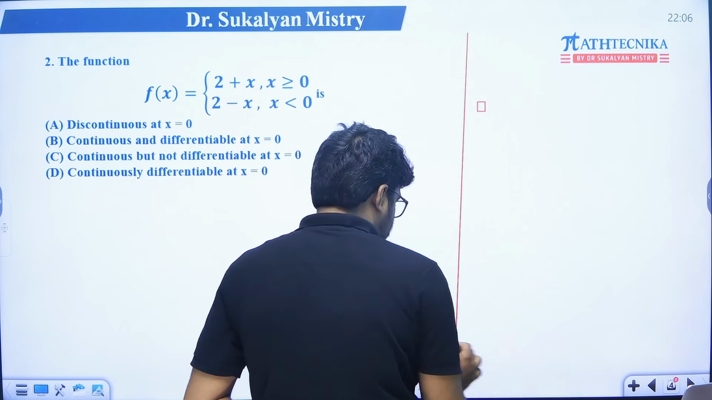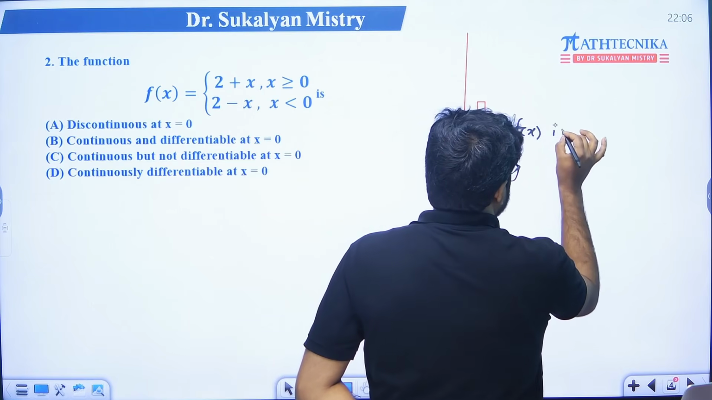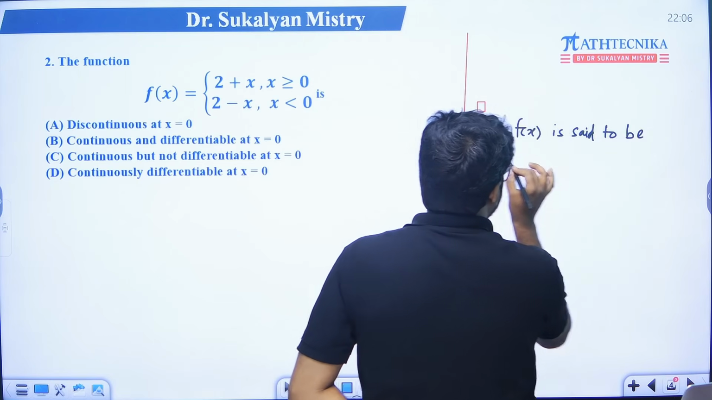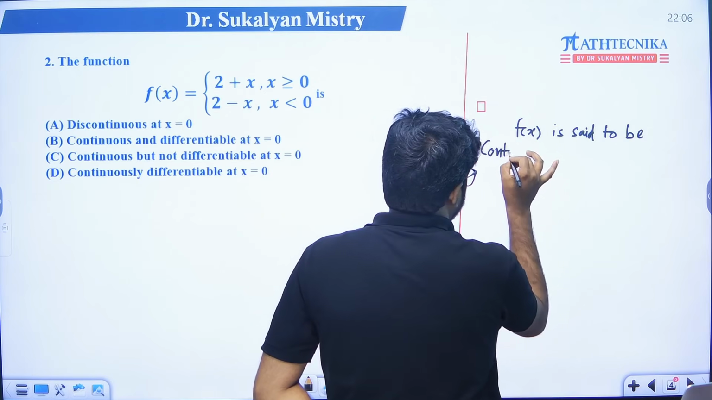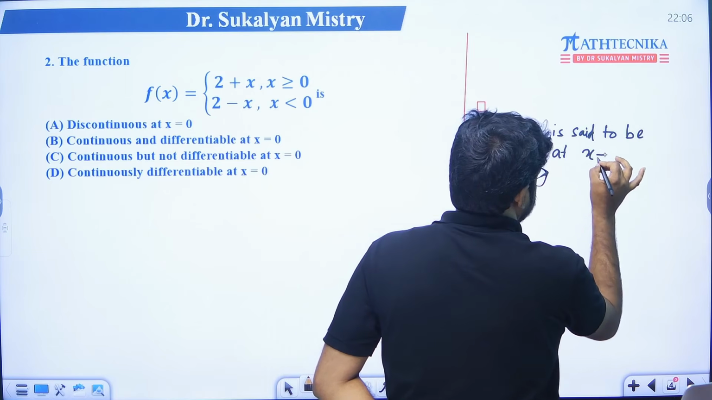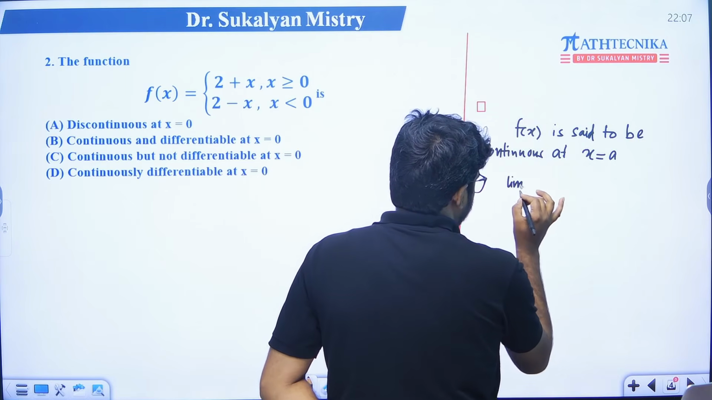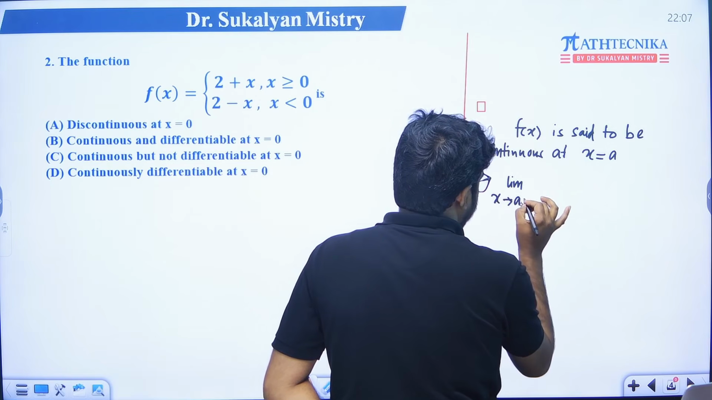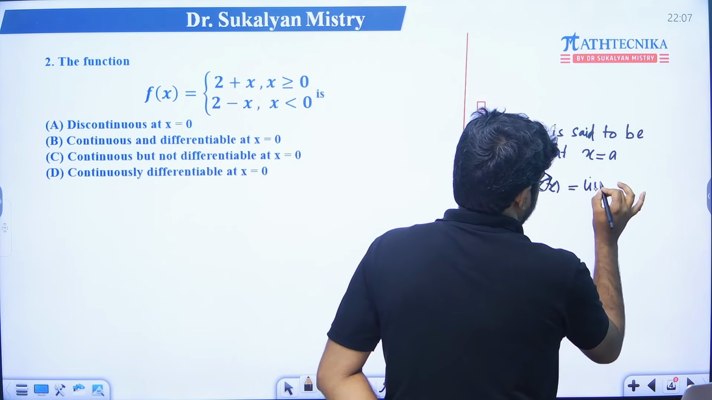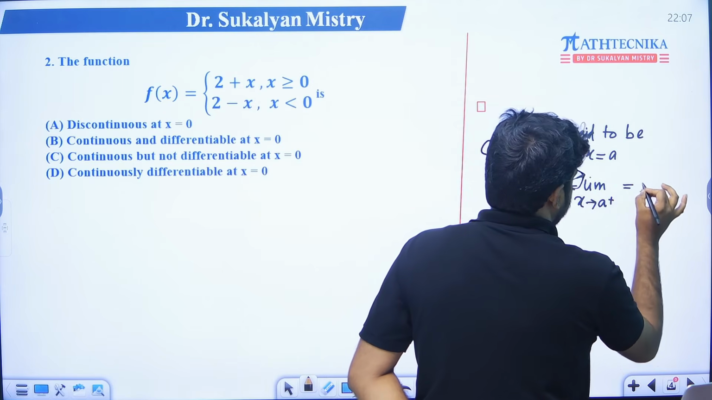A function f(x) is said to be continuous at the point a, suppose at x is equal to a, if the limit as x tends to a minus, that is called the left hand limit, equals the limit as x tends to a plus, that is called the right hand limit, and this is equal to f(a).